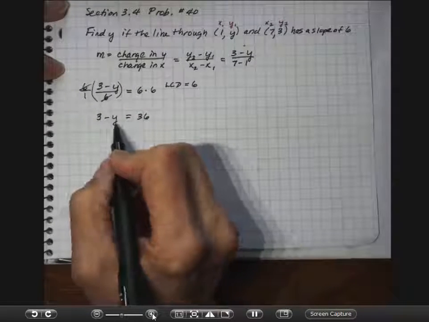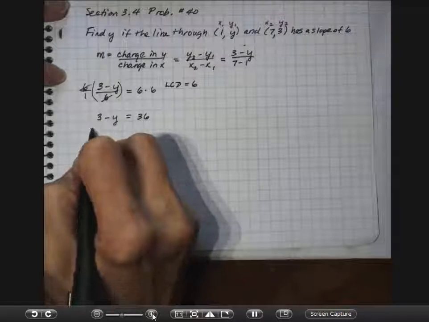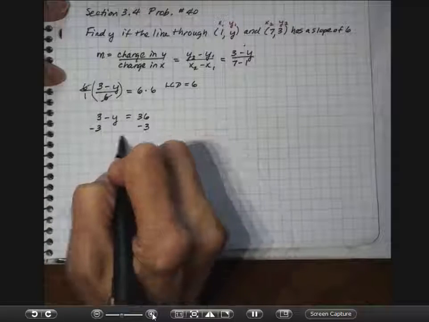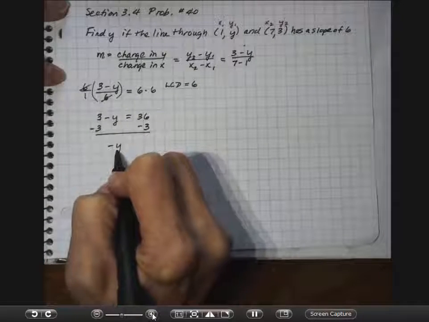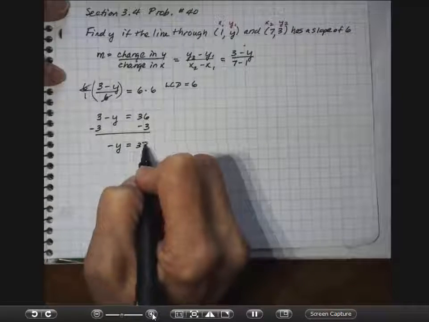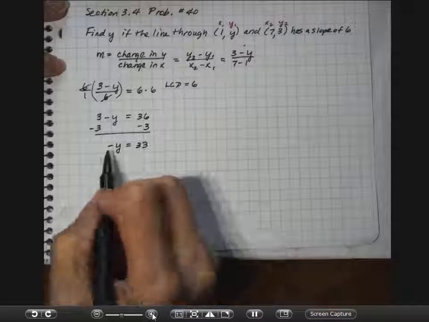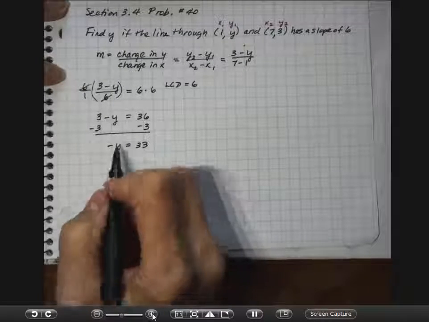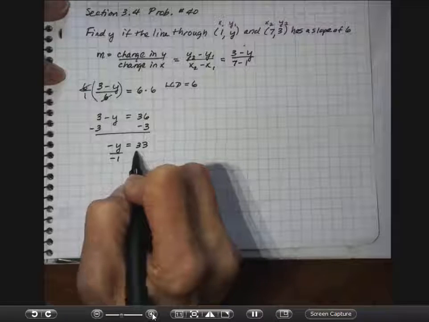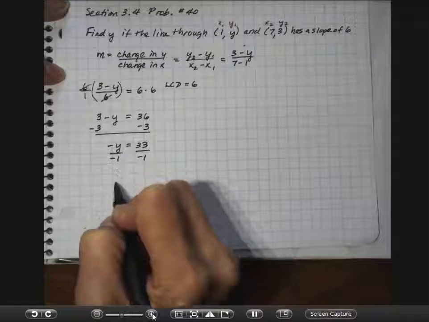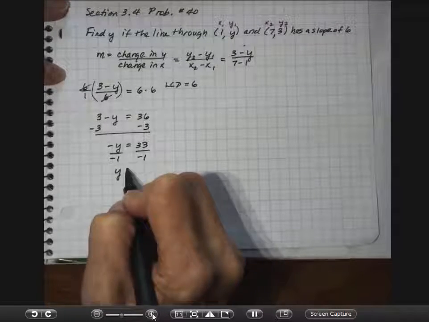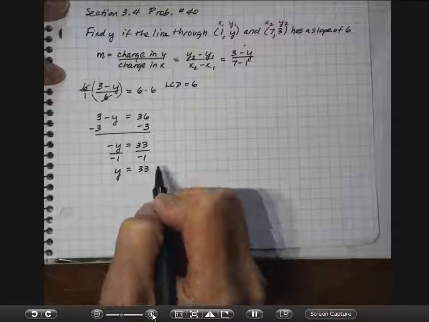Then I'm going to solve for y. I'm going to subtract 3 from both sides. And I end up with negative y equals 33. And then I don't want to know what negative y is, I want to know what y is. So I'm going to divide both sides by negative 1. And I end up with positive y equals 33.